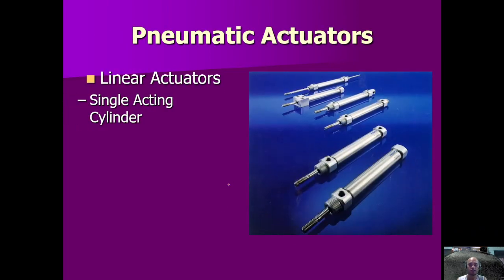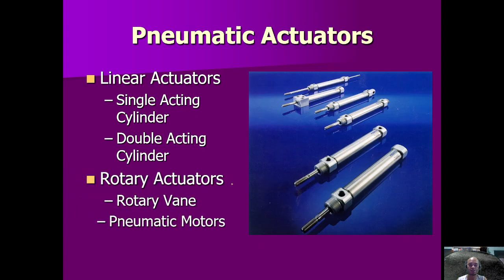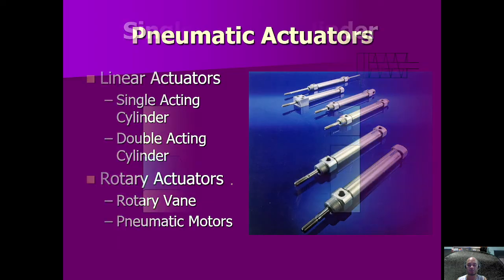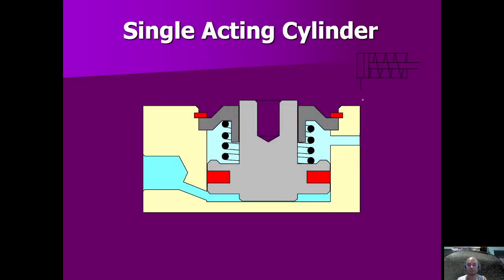So next we have pneumatic actuators. There are different kinds of actuators: single acting, double acting, rotary, vane, and pneumatic motors. So this is its diagram. If we put pressure in here, that pressure will push the piston to the right. But if there is no pressure in here, the spring will push back the piston to the left, or to its original position.